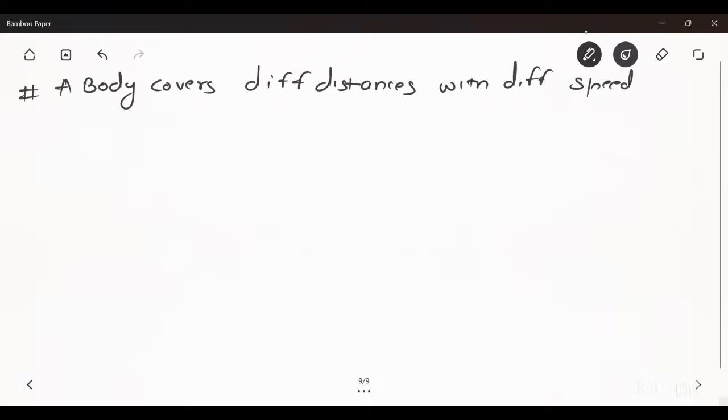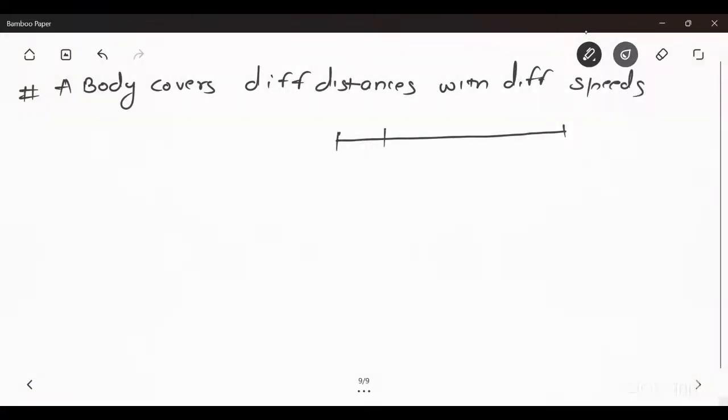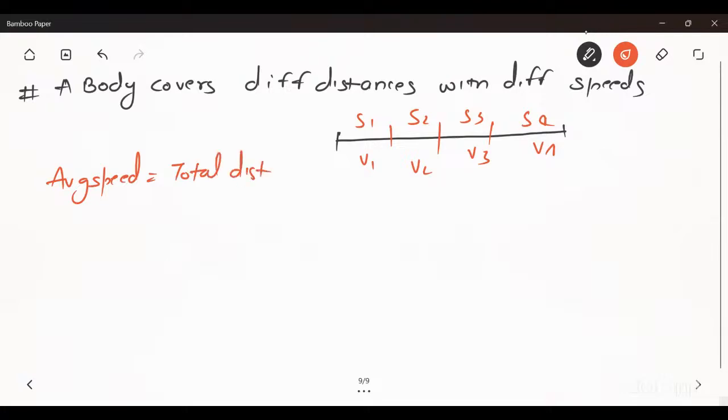If the time is not given, what do we do? Suppose there is a single line. The distance is S1 with V1. It covered distance S2 with speed V2, distance S3 with speed V3, and S4 with V4. We know that average speed is equal to total distance upon total time. We do not know the time here. So what is the total distance? S1 plus S2 plus S3 plus S4.